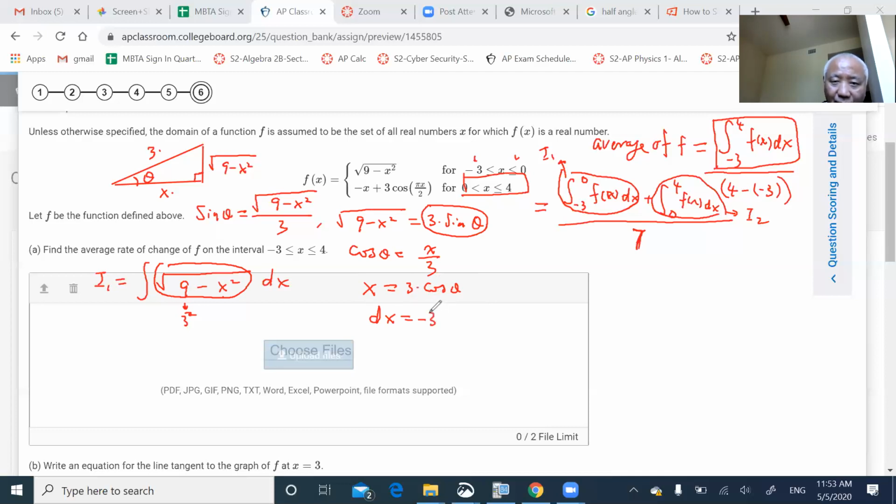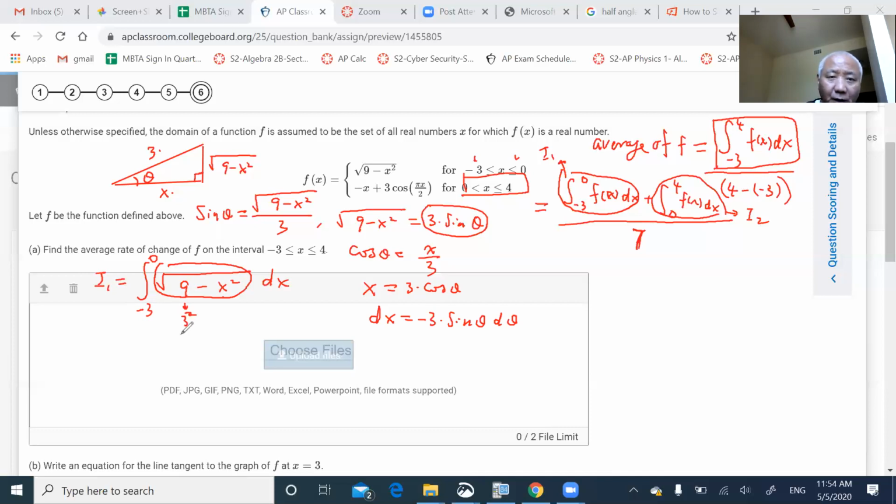And then dx will be equal to -3 sine theta d theta. Okay, the derivative of cosine theta is negative sine theta. So all these formulas we're going to be very familiar with, and we can use them when we need to use them. Okay. So, and also the integration will have boundary from -3 to 0, like this.